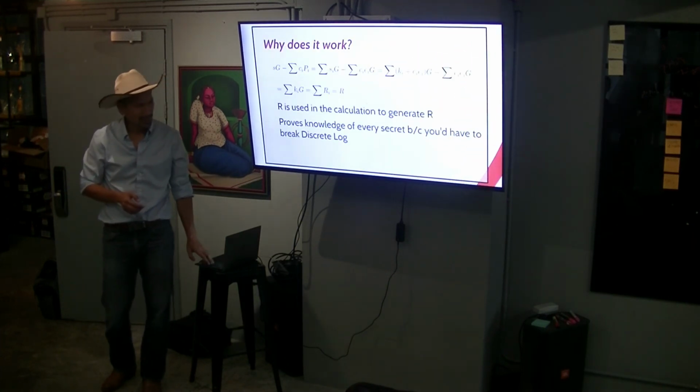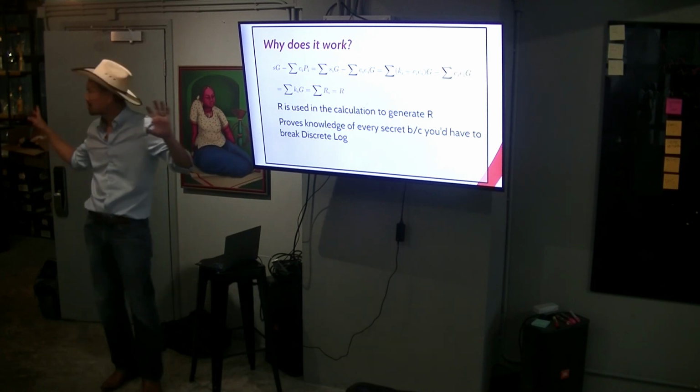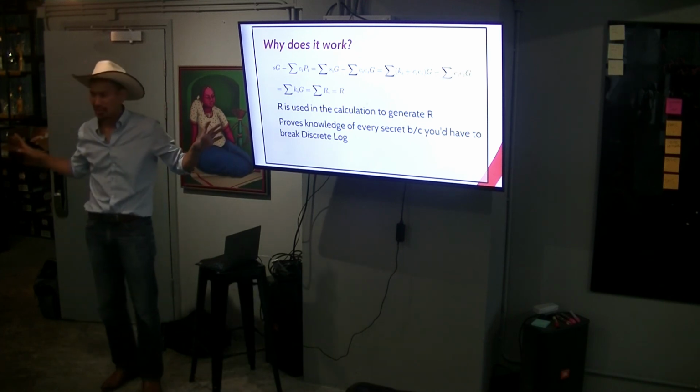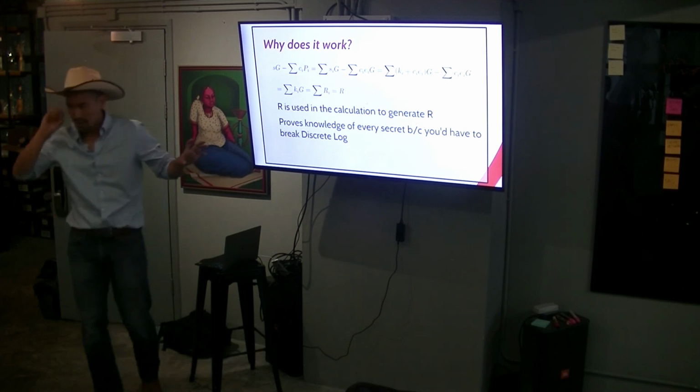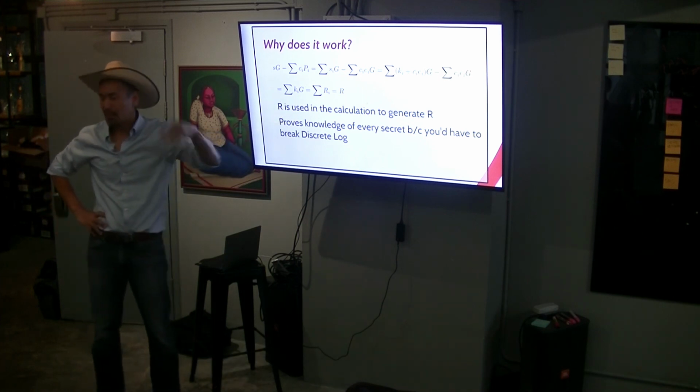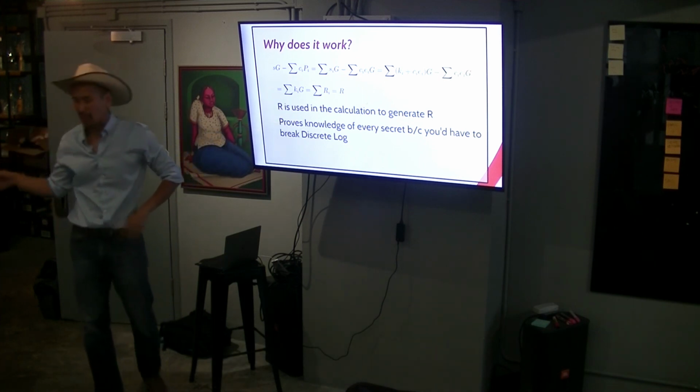Yeah, so any questions on this? The R is the actual coordinate, not just the x value? Yeah, it's the actual point, yes, so x comma y.